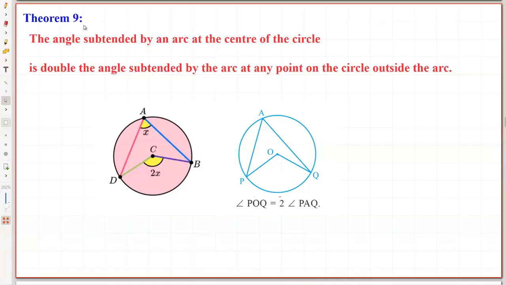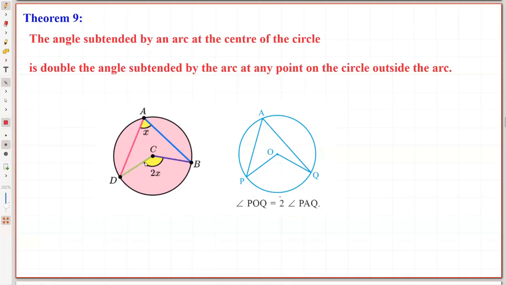We already just learned theorems 1 to 8. Okay, today in class we are going to start with theorem number 9. The angle subtended by an arc at the center of the circle is double the angle subtended by the arc at any point on the circle outside the arc. That means the angle subtended by an arc at the center is double that at the remaining part of the circle.